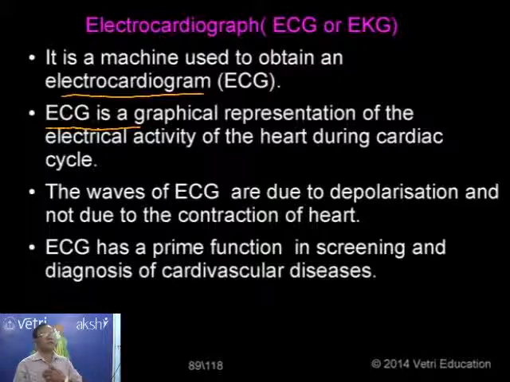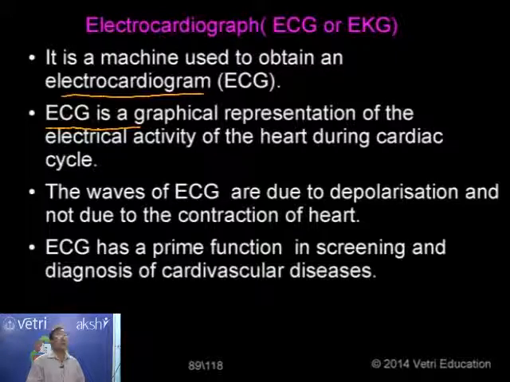When you place the electrodes on the surface of the skin against the heart in the chest region, the electrical activity can be recorded. That electrical activity is represented in the form of a graph called an electrocardiogram, ECG or EKG. So it is nothing but the graphical representation of the electrical activity of the heart, and not the contraction and relaxation phase of the heart.